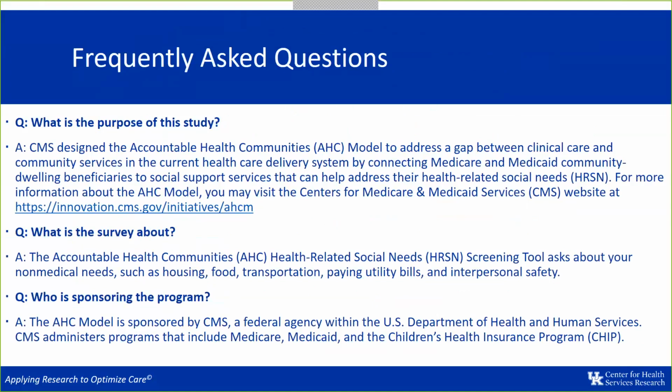They can ask, what is the survey about? And you can tell them that the AHC HRSN screening tool asks about your non-medical needs, such as housing, food, transportation, paying utility bills, and interpersonal safety. They may ask who is sponsoring the program. The AHC model is sponsored by CMS, a federal agency within the U.S. Department of Health and Human Services. CMS administers programs that include Medicare, Medicaid, and Children's Health Insurance Program, or CHIP.